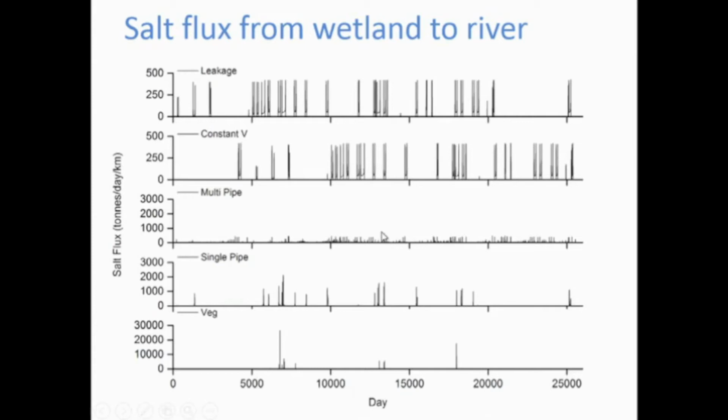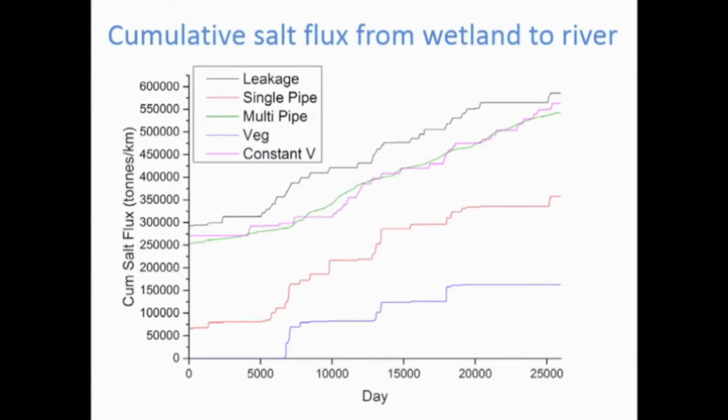So that leads to the next question of how do you say which kind of wetland is best modelled by which methodology? Do we have the data to support that? And it can lead to quite large changes in the overall cumulative salt flux from the wetland to the river, which is something we'd actually like to know.